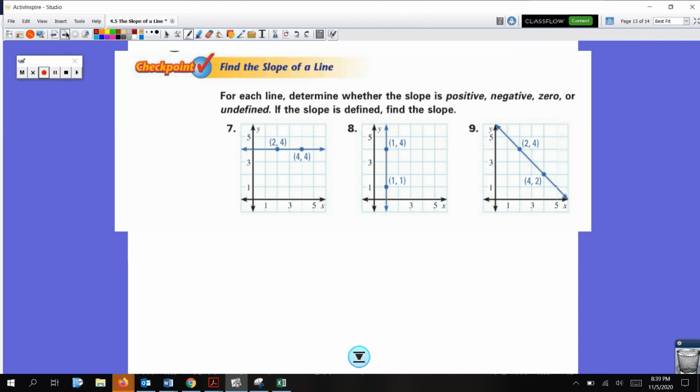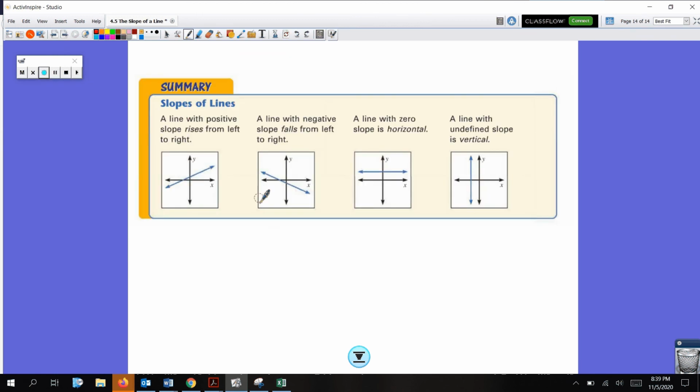All right, so maybe write this quick sketch down, okay? A line with a positive slope rises left to right, right? It's going up. A line with a negative slope falls from left to right. It's going down. A line with a 0 slope is horizontal. A line with an undefined slope is vertical.